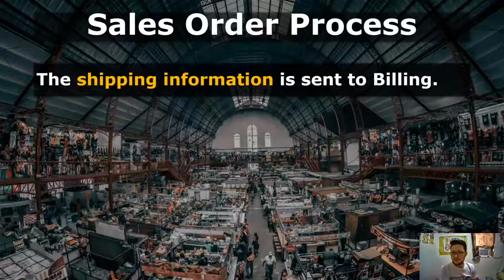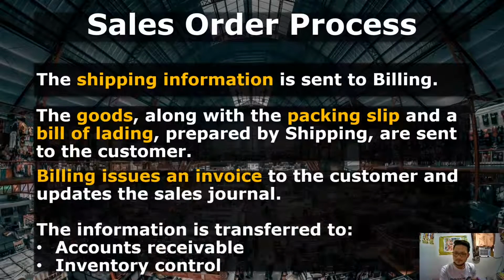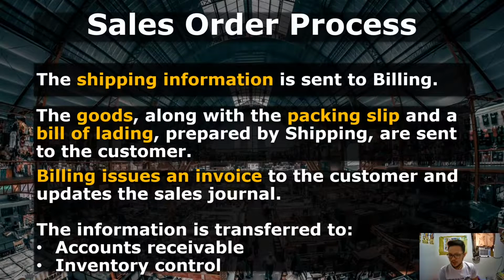Followed by, shipping information is sent to billing so that they can start with the preparation of the invoice. The goods along with the packing slip and bill of lading prepared by shipping are sent to the customer. This is of course through a carrier unless we have our own delivery system. Billing issues an invoice to the customer and updates the sales journal.